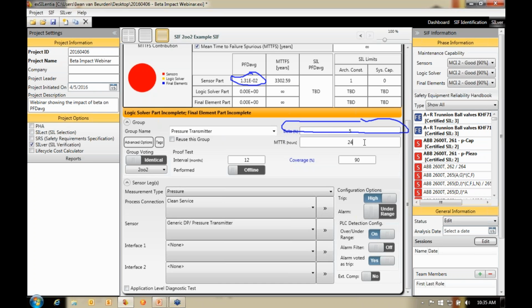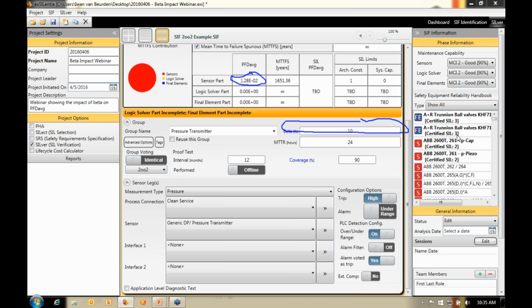At 5%, it drops further to 3,000 something years, and at 10% it drops even further to 1,651 years. So a significant impact of common cause on the mean time to fail spurious. So 2oo2 was designed to protect against spurious failures, and we see that common cause has a significant impact there.